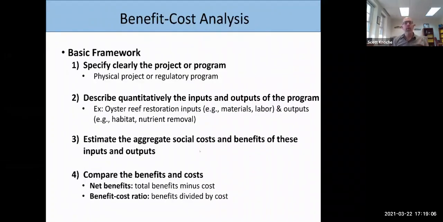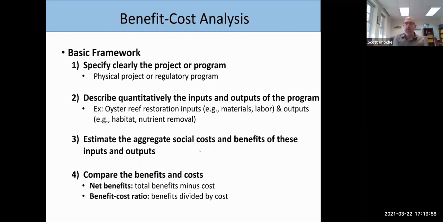Okay, how would one do a benefit cost analysis? So if you are proposing a coastal resilience project or something of the sort, you'd want to specify clearly the project or program, and describe quantitatively the inputs and expected outputs of that program. For example, an oyster reef restoration, which I'll talk about in a bit, though ironically, I do it in a regional economic impact context and not a benefit cost context. You would look at the inputs, material and labor, and the cost of those inputs. What are the outputs you get? There's a restored reef. Maybe there's enhanced fisheries, there's habitat, there's nutrient cycling, water purification, water filtration, et cetera.